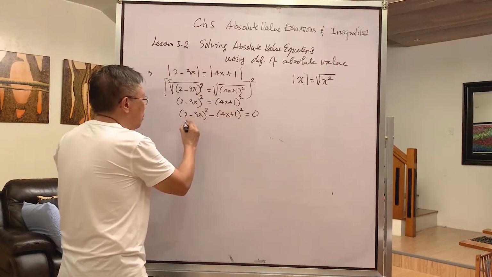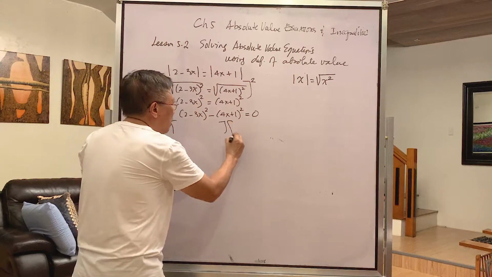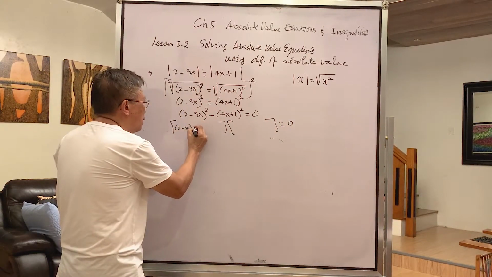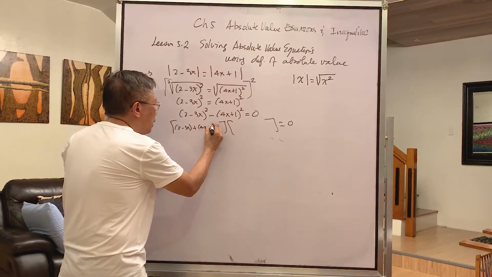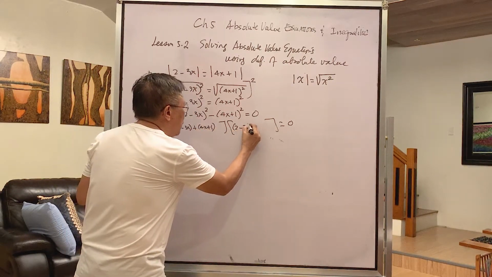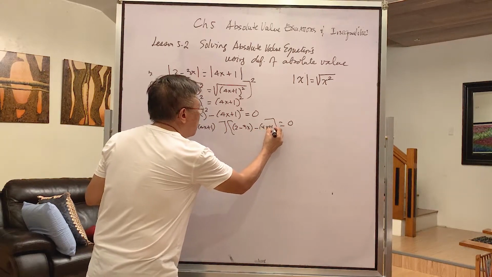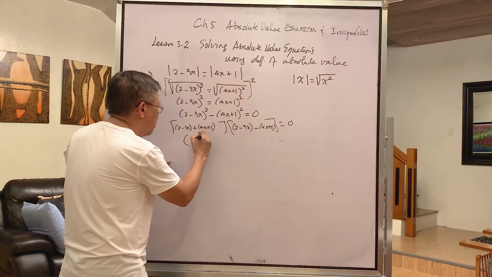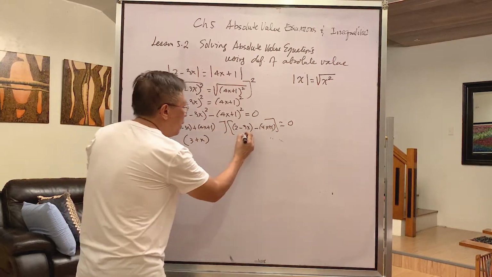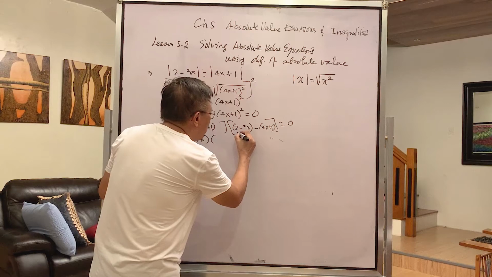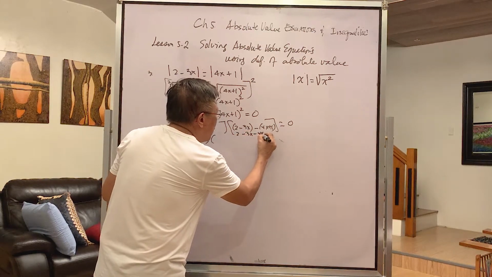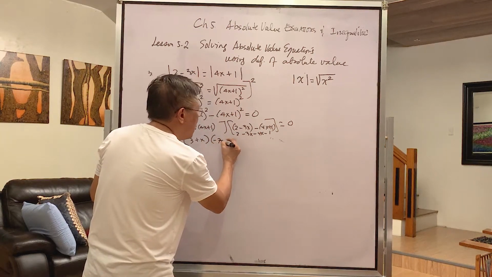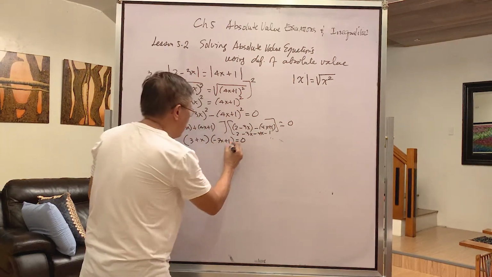Now, this is a difference of 2 squares. I can now factor. Okay, and I will have here (2 minus 3x plus 4x plus 1) and the other one here is (2 minus 3x minus 4x plus 1). Simplifying this, I will get 2 plus 1 is 3. Minus 3x plus 4x is plus x. Here, I will get 2 minus 3x minus 4x minus 1. Or this will give me minus 7x plus 1 equals 0.